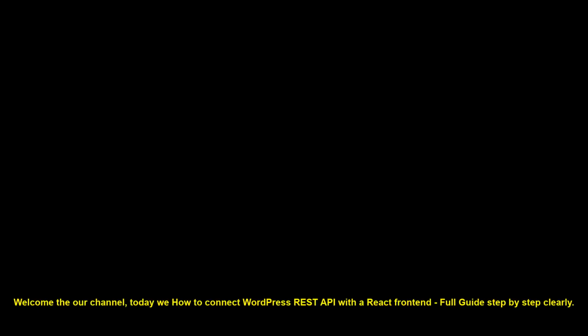Today we show how to connect WordPress REST API with a React frontend, full guide step by step clearly. To connect WordPress REST API with a React frontend, the first step is to set up your WordPress site. Ensure that you have the WordPress installation ready and accessible. Next, verify that the WordPress REST API is enabled by default in your WordPress settings.